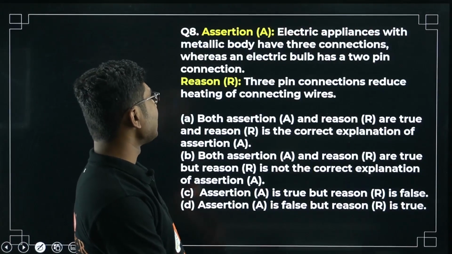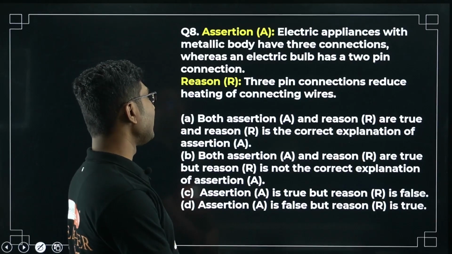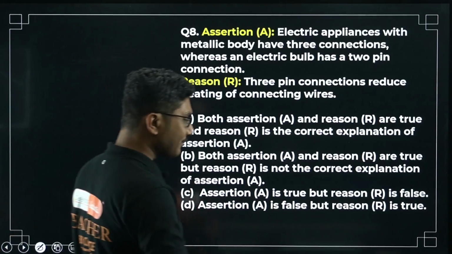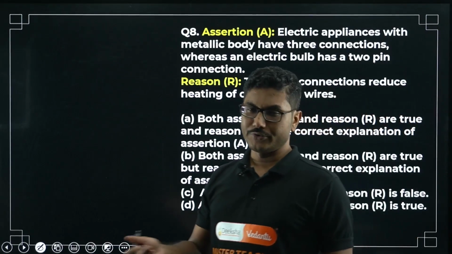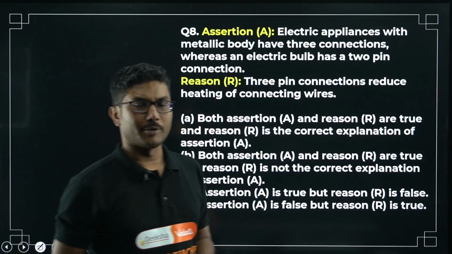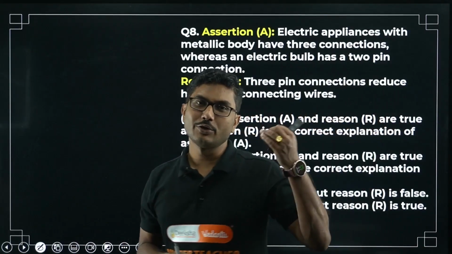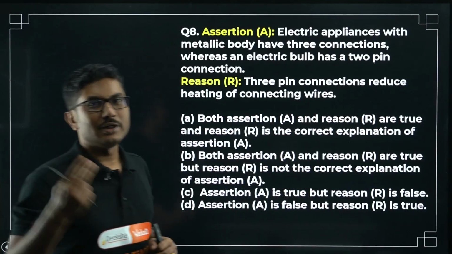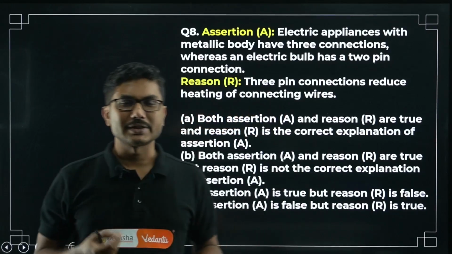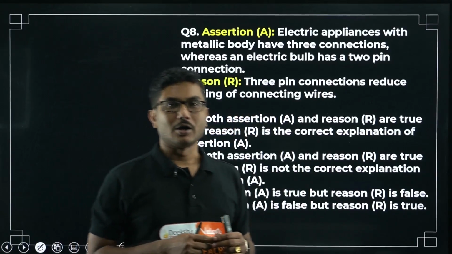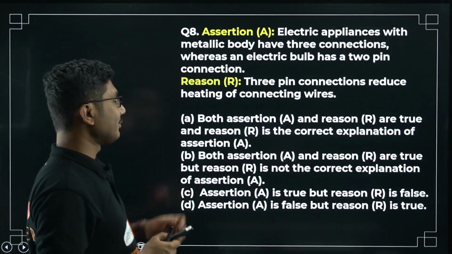An electric appliance with metallic body has 3 connections, whereas an electric bulb has a 2-pin connection. If you have seen devices, for example a PC or your laptop, the laptop charger has 3 pins, whereas your mobile charger has only 2 pins. So why is there a difference? Some items have 3 pins, some have only 2 pins. What is the reason for that? Let's see the reason.